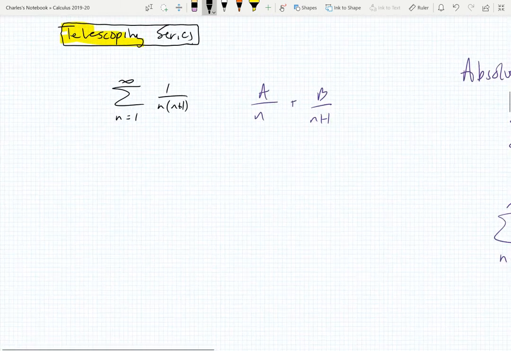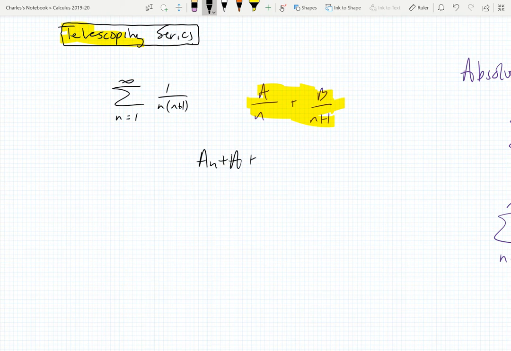There's also this idea of a telescoping series, which is 1 over n times n plus 1. You could use partial decomposition of fractions. And let's say a times n plus 1 plus b times n equals 1. So a is equal to negative b, a is equal to 1, b is equal to negative 1. If that's confusing, you can go back and watch something on partial decomposition of fractions.